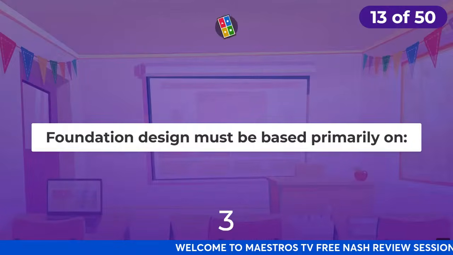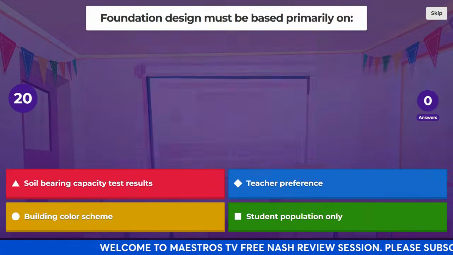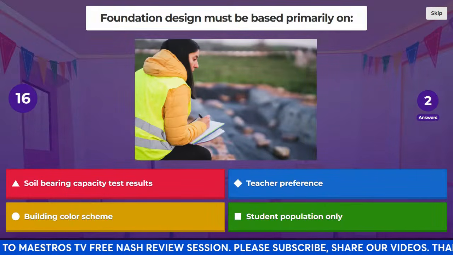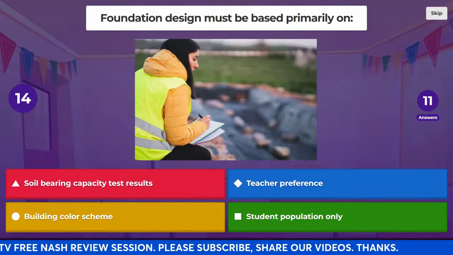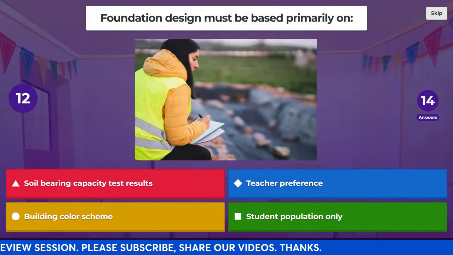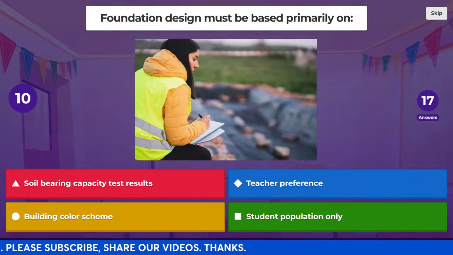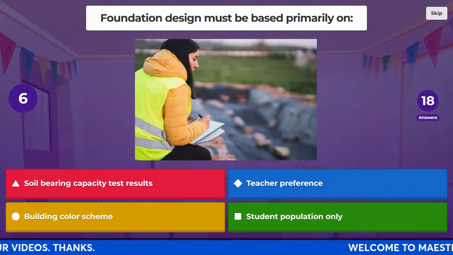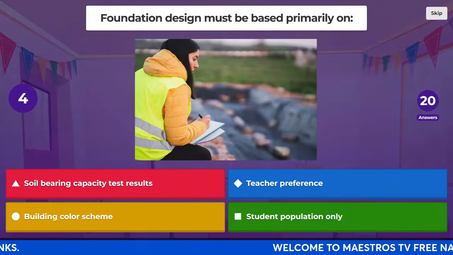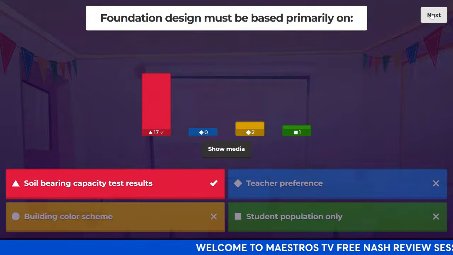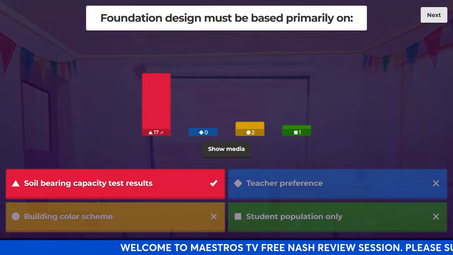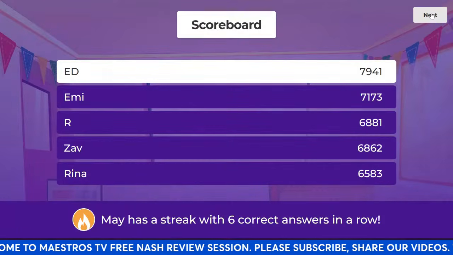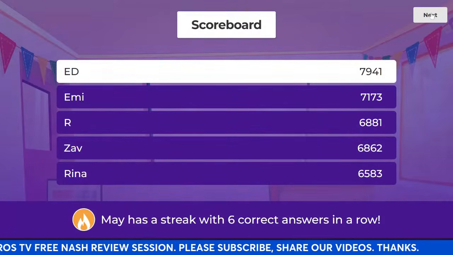Question 13. The foundation design must be based primarily on soil bearing, building color, teacher preference, or student population. Okay, it's about the soil test result. Okay, red got the correct answer. Here are your top five still.